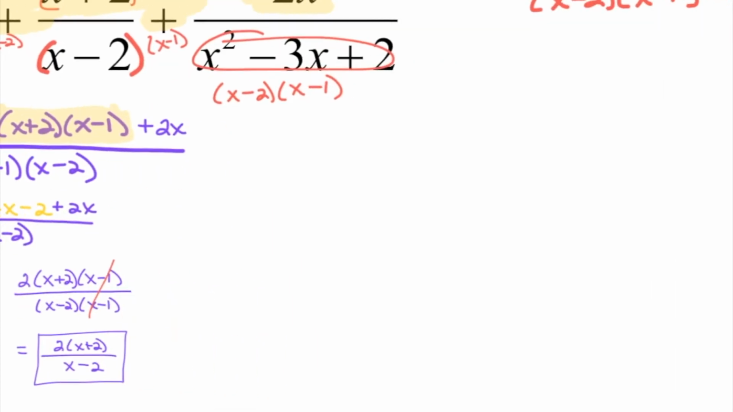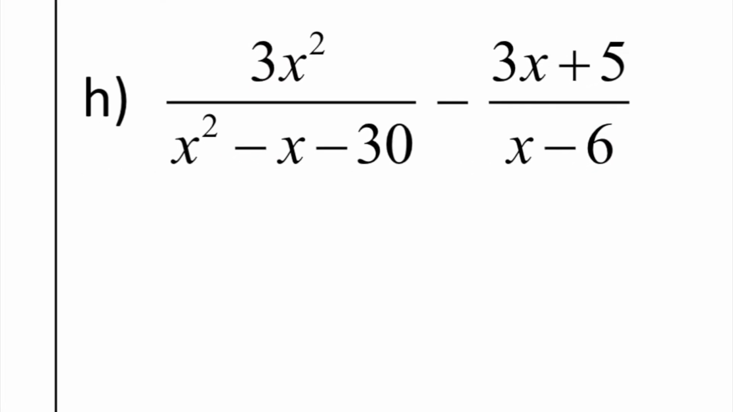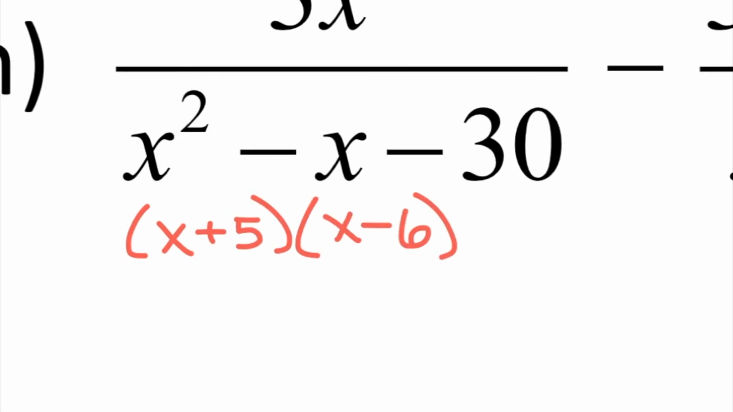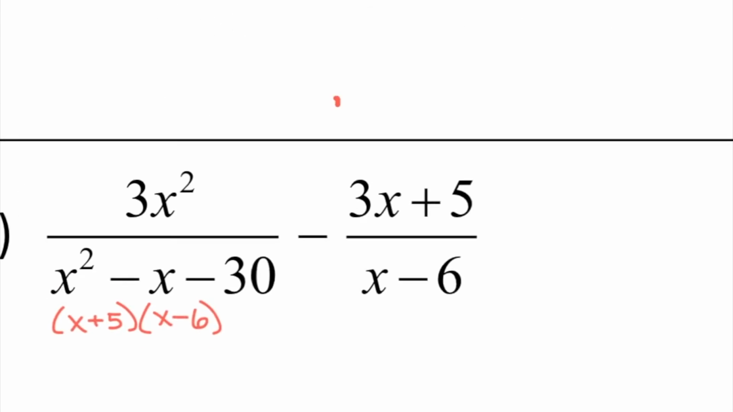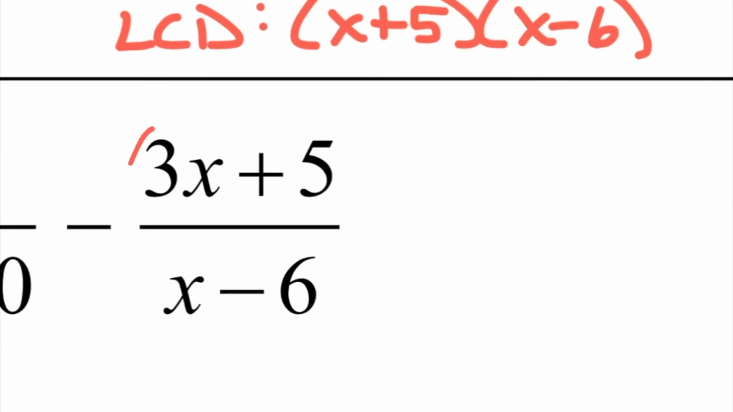Let's take a look at letter H. H is a subtraction problem. The first thing that I'm going to do is factor this first denominator, and I get x plus 5 times x minus 6. And I see in the second denominator that in order to get my LCD, which is x plus 5 times x minus 6, I can just multiply the top and the bottom by x plus 5.